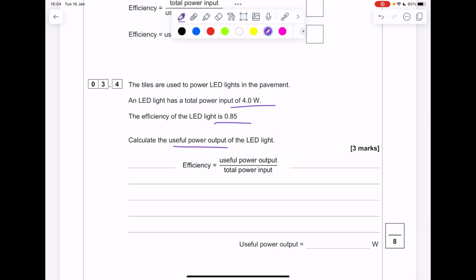We know that the efficiency is 0.85. We're being asked for the useful power output, and we know the total power input is 4. To find x, multiply both sides by 4 to get 3.4.